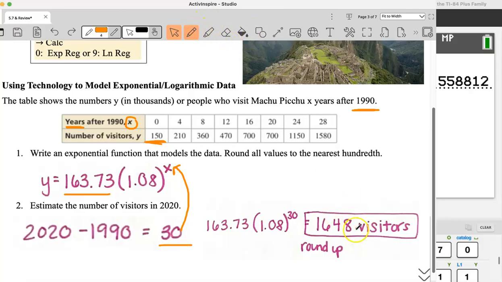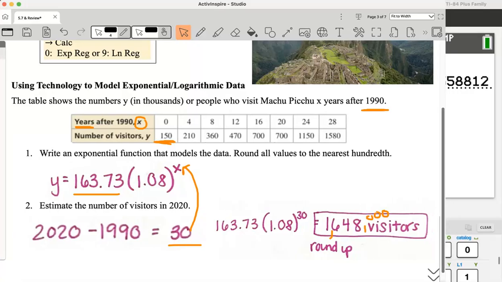So what that really means is if you put comma 000, roughly 1,648,000 visitors in Machu Picchu. So that is an exponential model. Let's look at a logarithmic model.